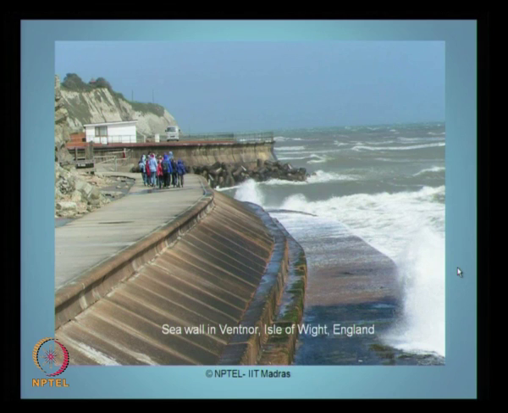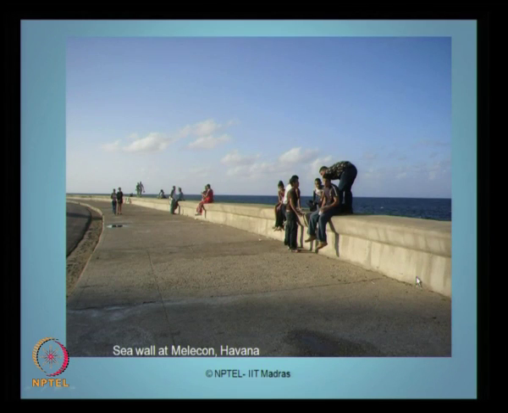We can see a photograph here of a sea wall in winter, Isle of Wight, constructed in England. You can see this is one of the types of sea wall constructed, which protects the land behind it. There is another example of a sea wall constructed at Malecon in Havana.